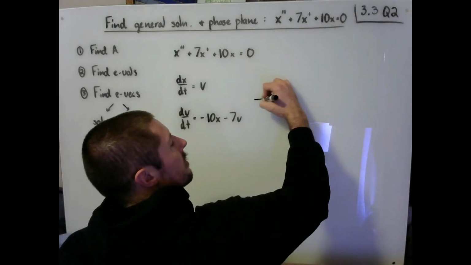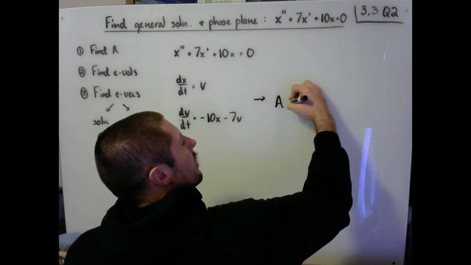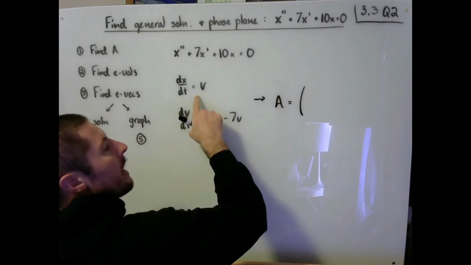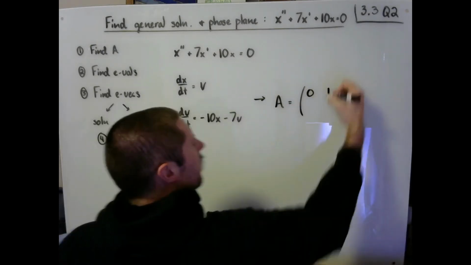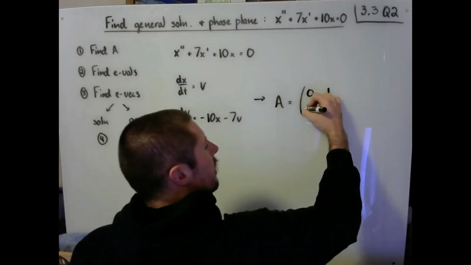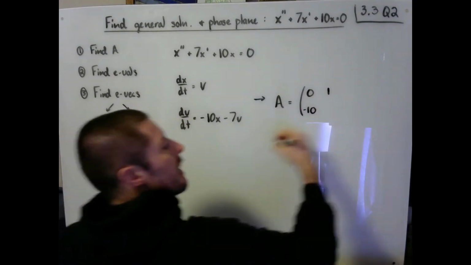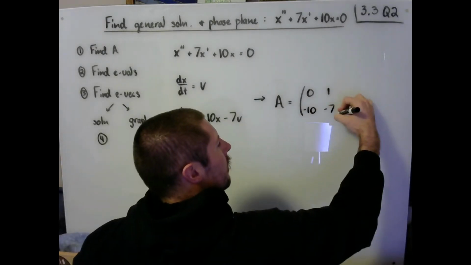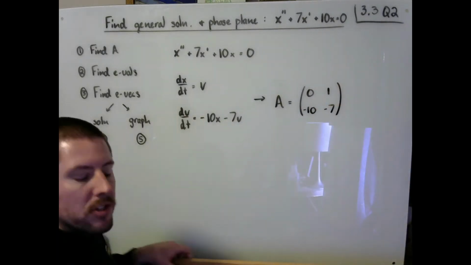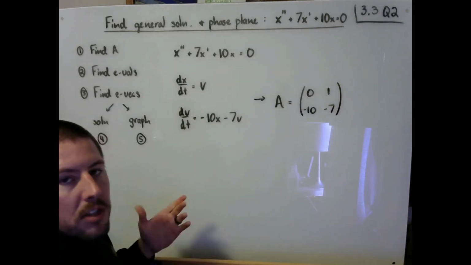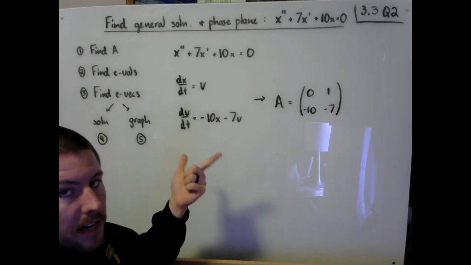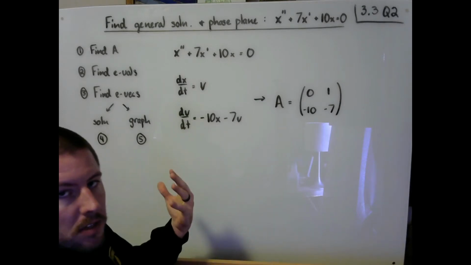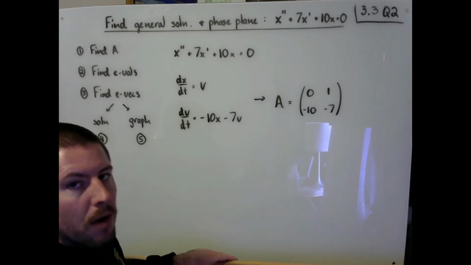We should see that this is going to take us to the A matrix of my coefficient on x here is 0, my coefficient on v here is 1, coefficient on x is negative 10, coefficient on v is negative 7. So now that we know the A matrix that we're interested in working with here, let's go ahead and use that to find our eigenvalues, then find our eigenvectors, use those two parts to come up with all the information we want to know about this problem.